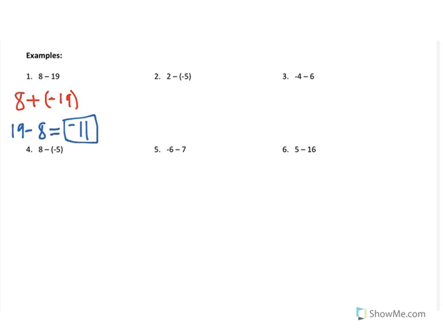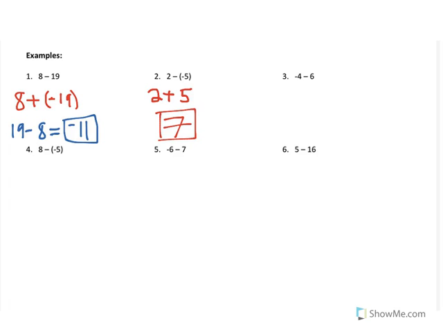Let's try it again. 2 minus a negative 5. I'm going to add the opposite. So it's going to be 2 plus, well, the opposite of negative 5 is positive 5. What's 2 plus 5? Oh, yeah, 7. All right, let's do number 3.